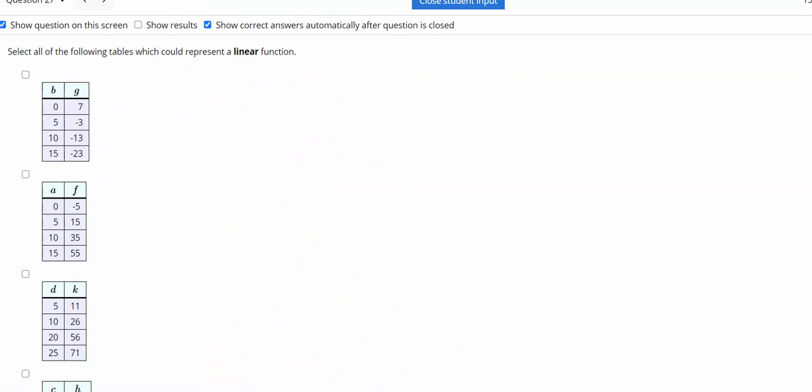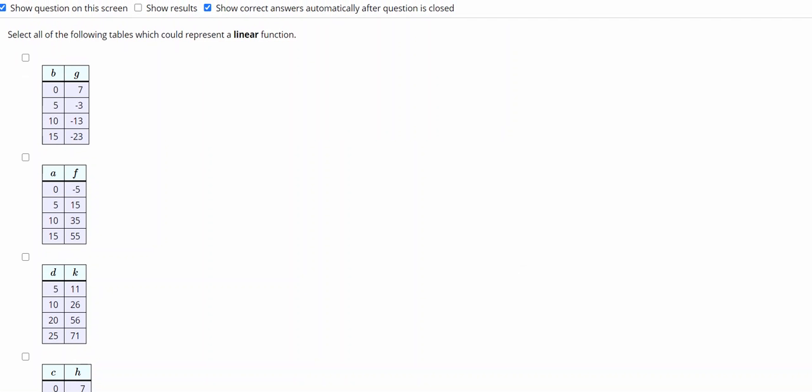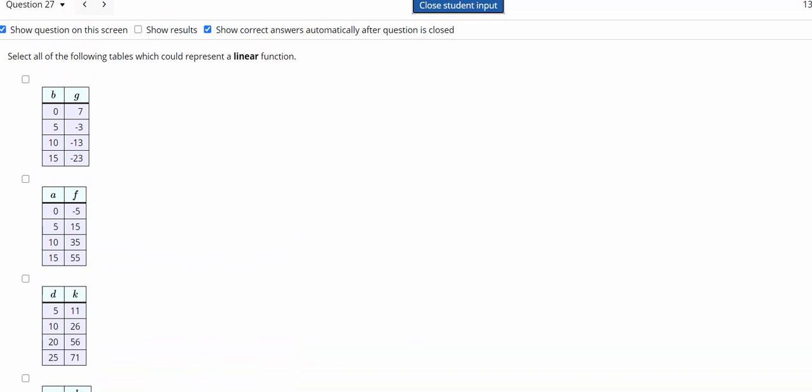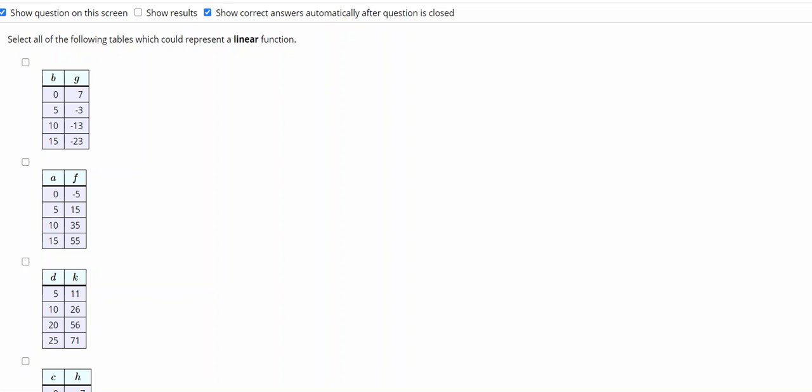So now let's look at some examples of what makes something a linear function and not a linear function. We need to be able to tell this from the graph, and we need to be able to tell it from a table of data as well, right? So let's look through these. This one's multiple selection, so there might be more than one that is a linear function.